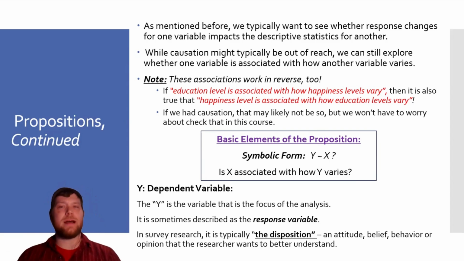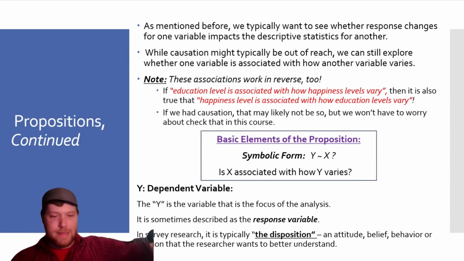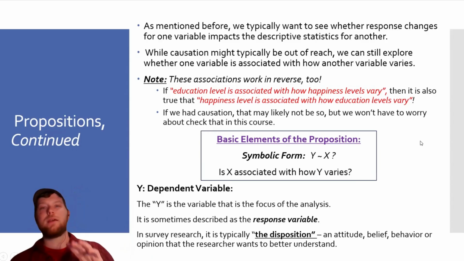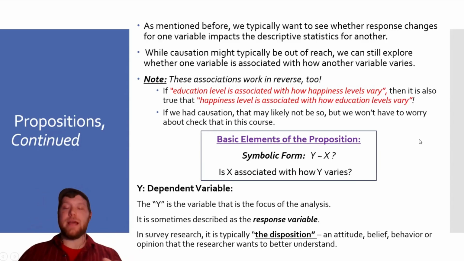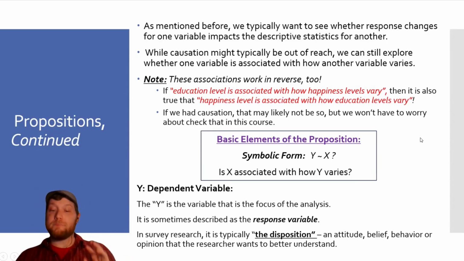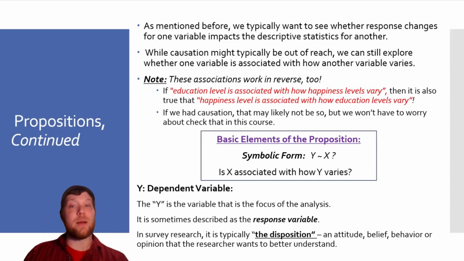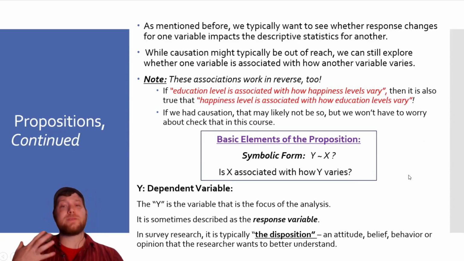To get causation, we need to have one thing cause the other, and it may not be able to be flipped. That's why we like to say association. It's a little bit weaker, but it makes sure that we're being honest. Now, the basic elements of propositions are formed in what we call a symbolic form: Y tilde X.